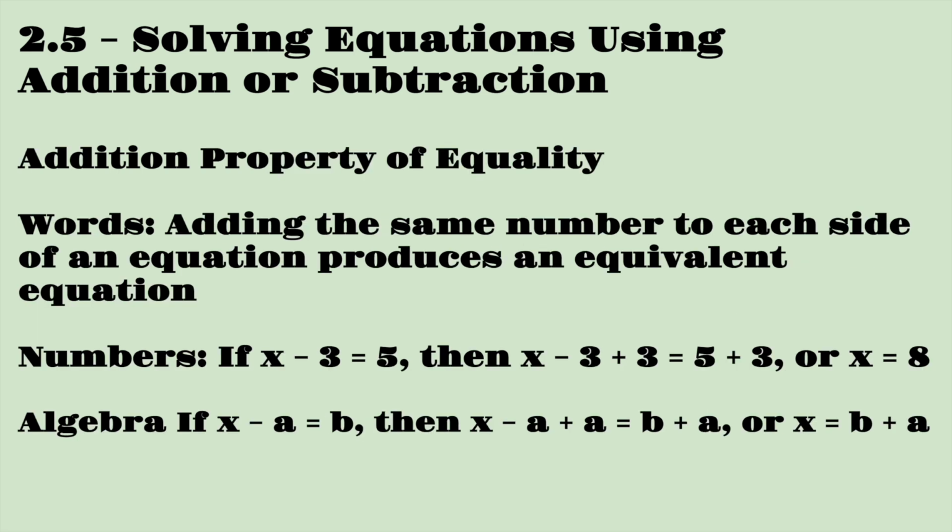Next, the addition property of equality is when you add the same number to each side of an equation and it produces an equivalent equation. Numerically, if x minus 3 is 5, then x minus 3 plus 3 is 5 plus 3, or x is 8. Algebraically, if x minus a is b, then x minus a plus a is b plus a, or x is equal to b plus a.